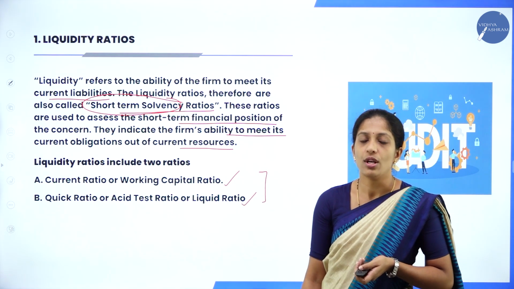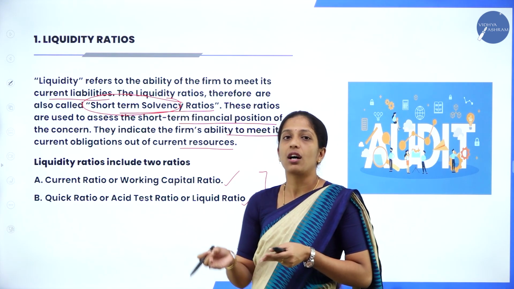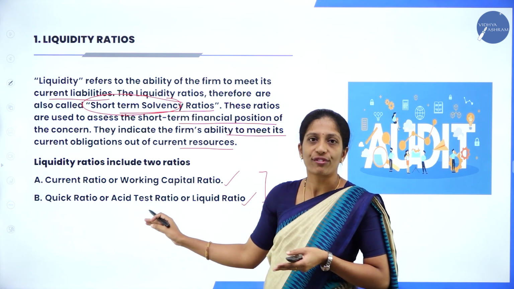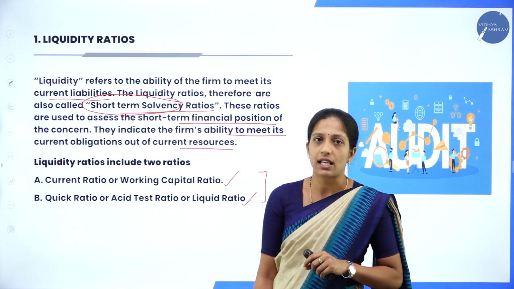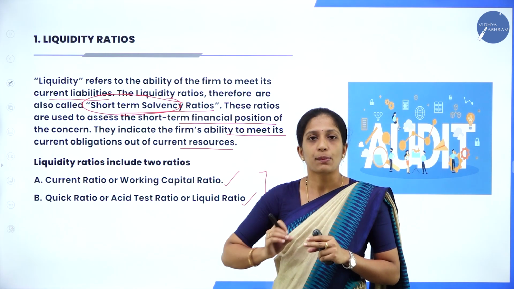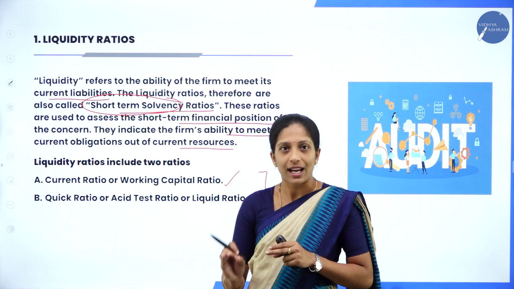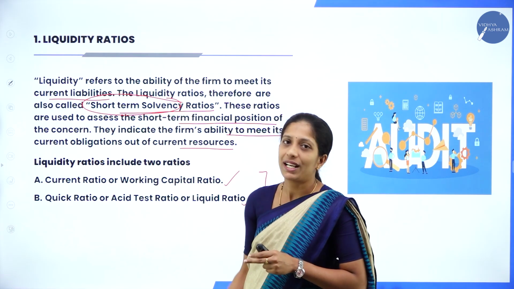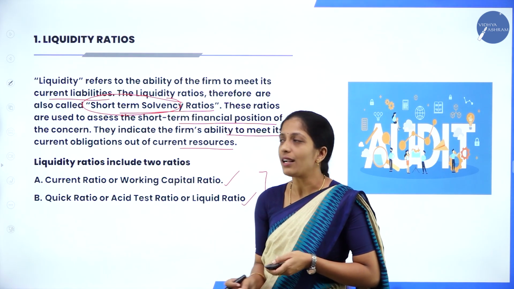Now, in today's session, we shall solve a few problems relating to current ratio as well as quick ratio. Normally, if you see your old question paper pattern, they used to ask the calculation of current ratio and quick ratio for 6 marks. As per the new question paper pattern, you don't get a problem, but theory questions will come from these liquidity ratios. So go through that.